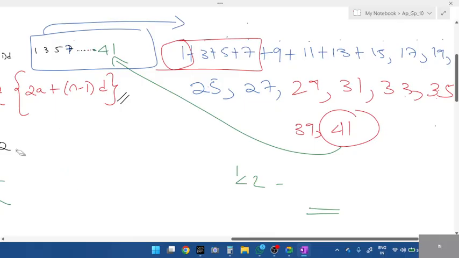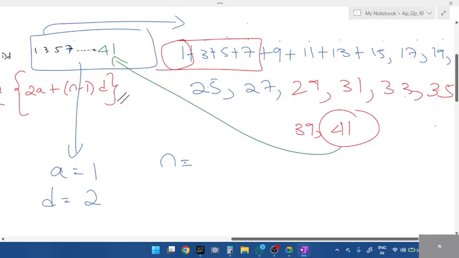Let me erase all this. In question, whatever they have given, now tell me what are the values given in this question. What is A value? Respond. All of you respond. A is equals to 1. Next, can we find the difference? D is equals to 2. Yes, 3 minus 1 is 2, right? N value is not given, students. 41 is not the n value. We don't know which position 41. Look here. 1 is in the first position, 3 is in the second, 5 is in the third, 7 is in the fourth. Like that, we don't know which position 41 lies in.